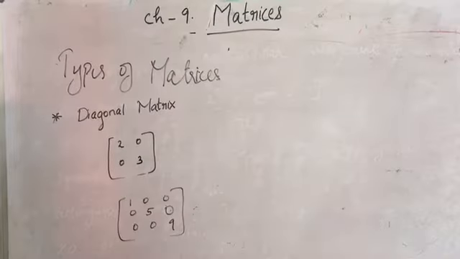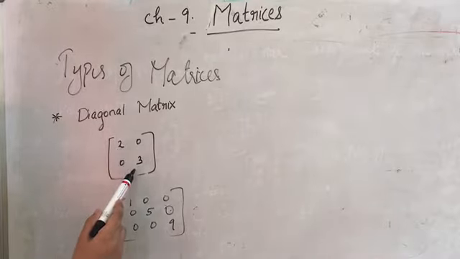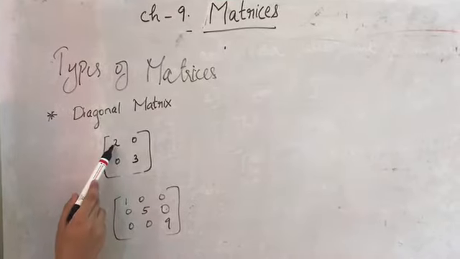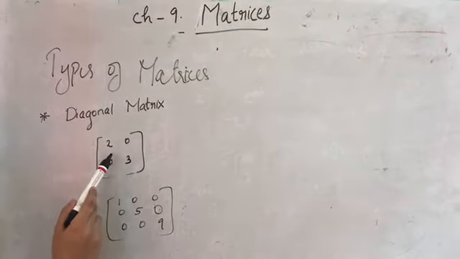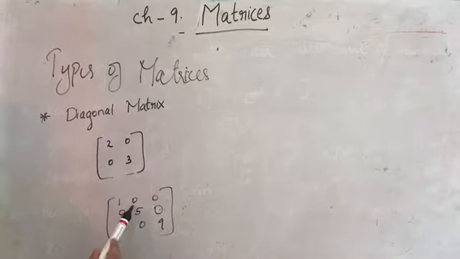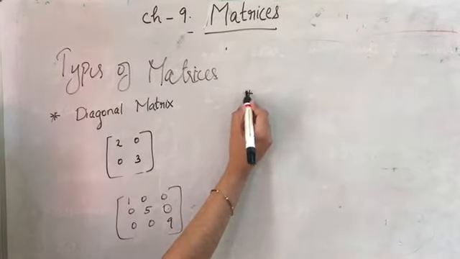Next type of matrix is diagonal matrix. In diagonal matrix, except the diagonal elements, all other elements will be 0. You can see the example here. 2, 3. These are the diagonal elements. Other elements are 0. And in this case also, see, all this remains as 0. This is called as diagonal matrix.